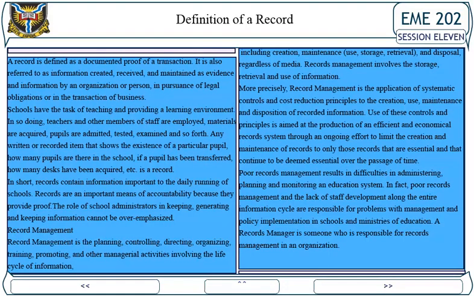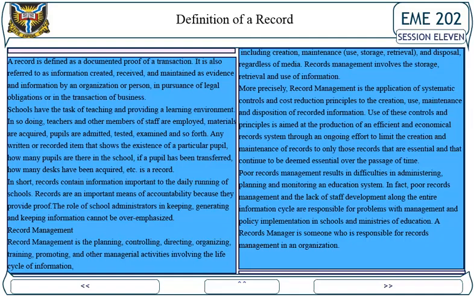Definition of a record. A record is defined as a documented proof of a transaction. It is also referred to as information created, received, and maintained as evidence and information by an organization or person in pursuance of legal obligations or in the transaction of business.